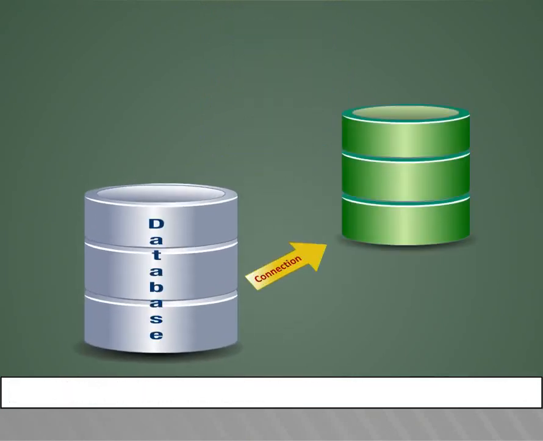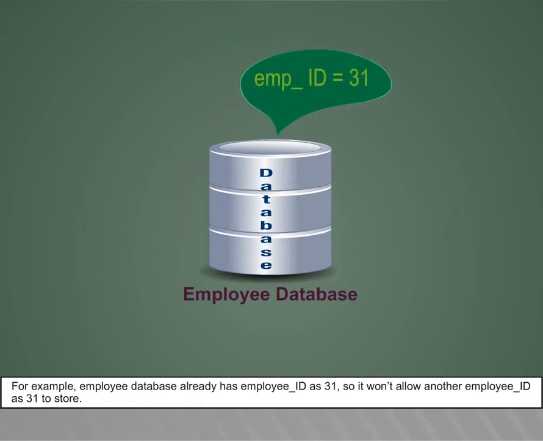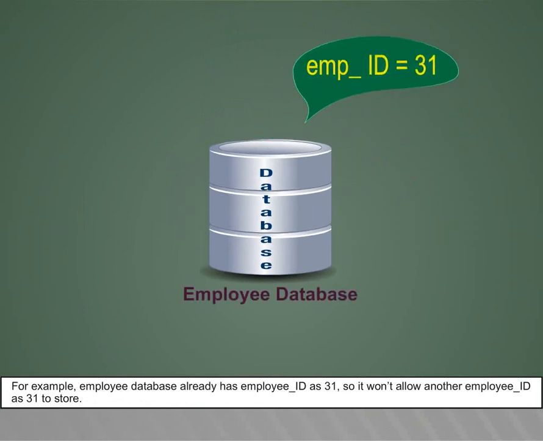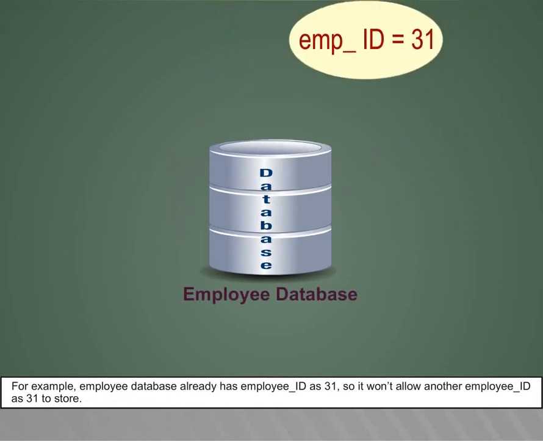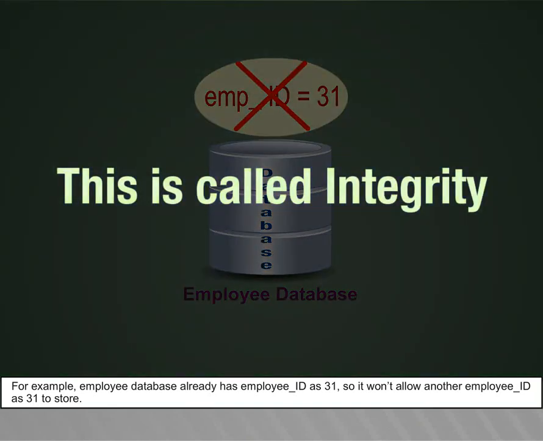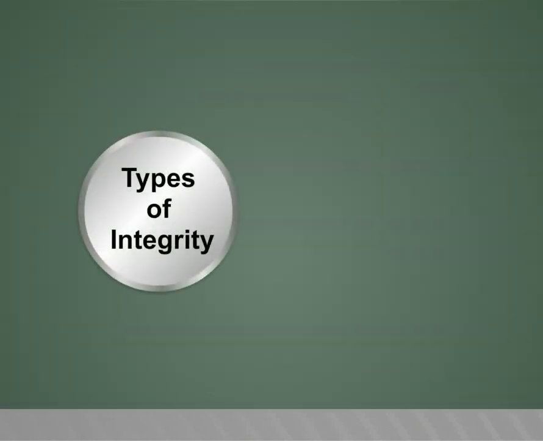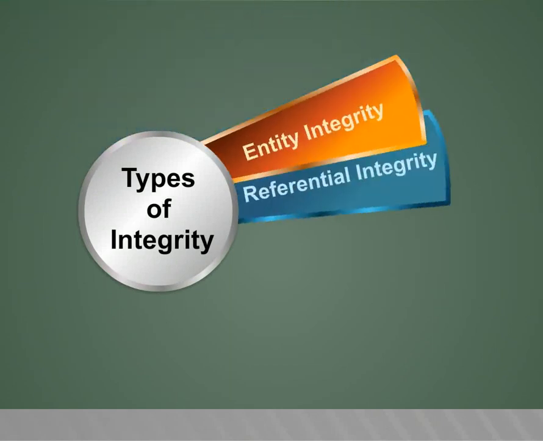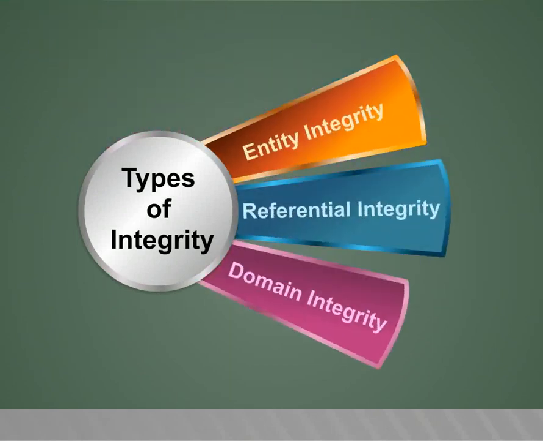Connection. Employee database. For example, if the employee database already has employee ID as 31, it would not allow another employee ID as 31 to be stored. This is called integrity. Types of integrity: entity integrity, referential integrity, domain integrity.